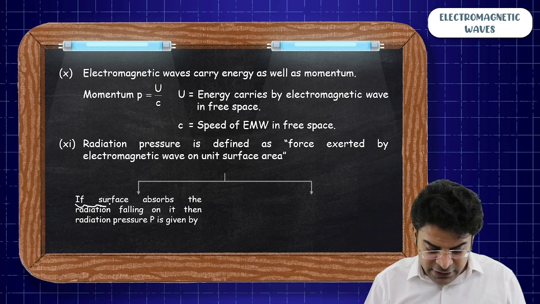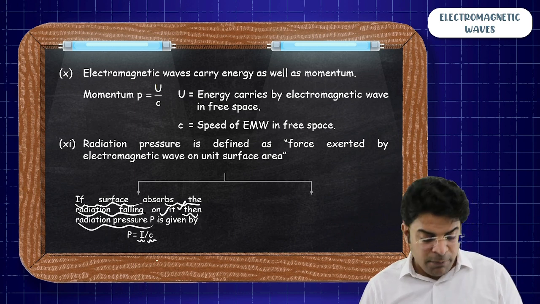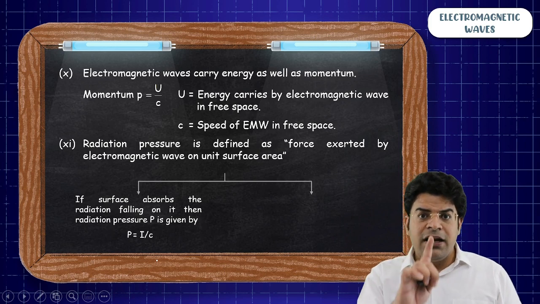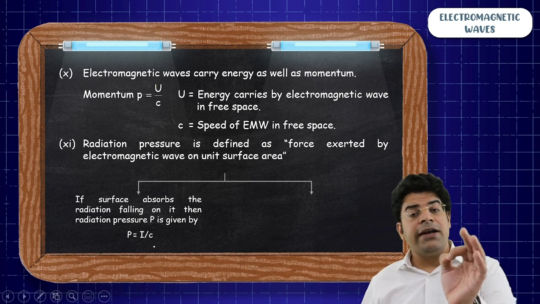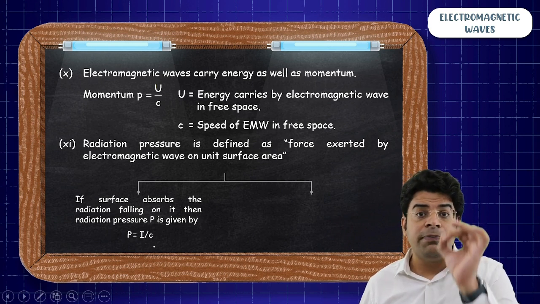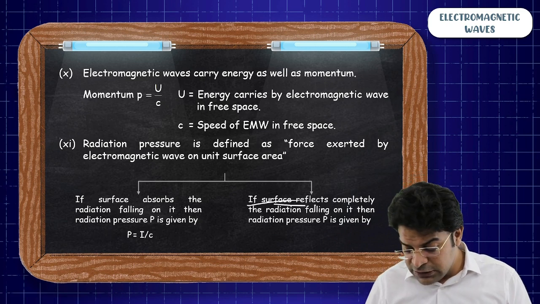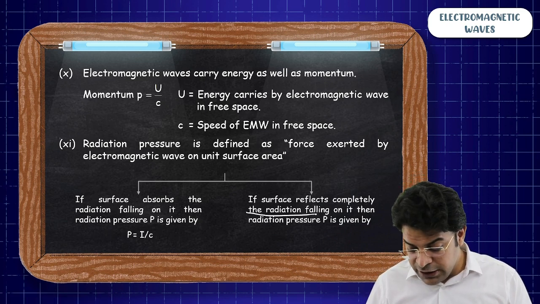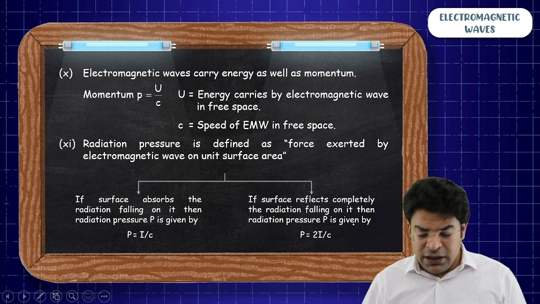The first case: if the surface absorbs the radiation falling on it, then the radiation pressure P is given by the intensity of the EM wave upon the speed of light. So for 100% absorption, the radiation pressure is I by C. Next point, if the surface reflects completely the radiation falling on it, then the radiation pressure P is given by 2I by C. Why? Think of it this way.